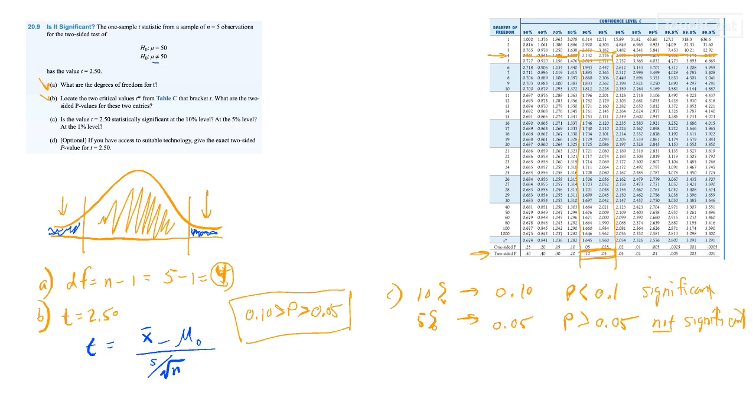And now if we look at the 1%, this translates to 0.01. Well, now we know if it's not significant at 5%, we know it's not going to be significant at 1%. So this is also not significant.